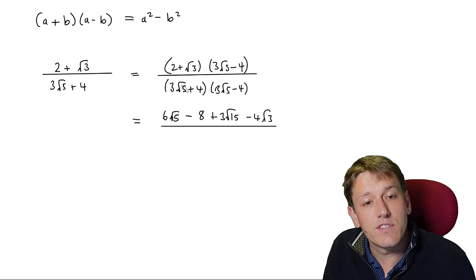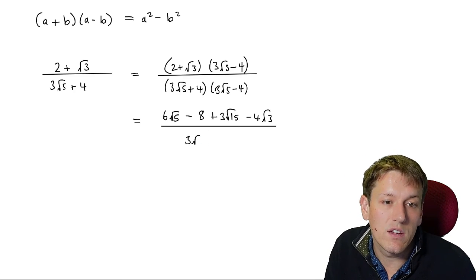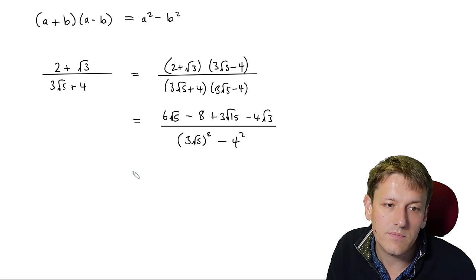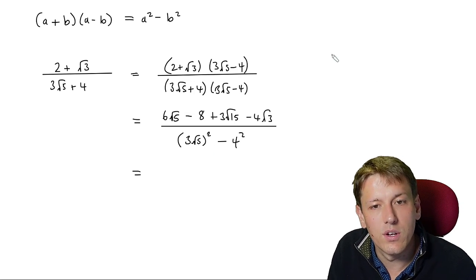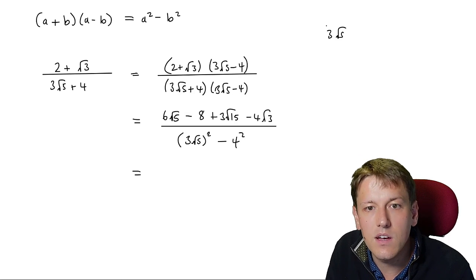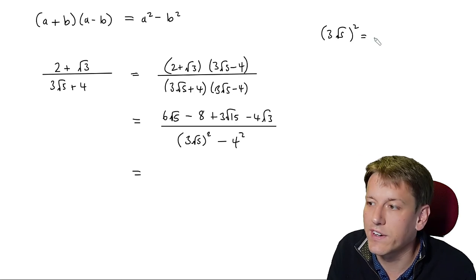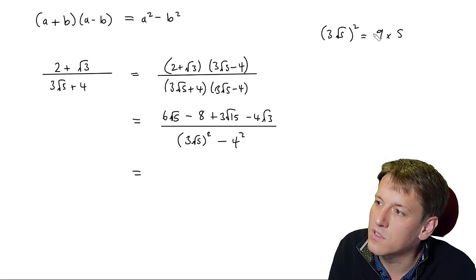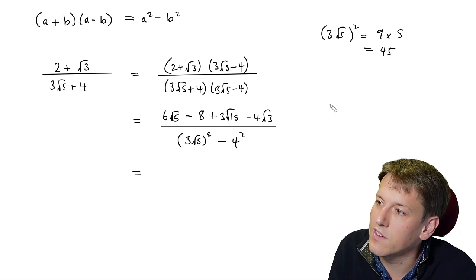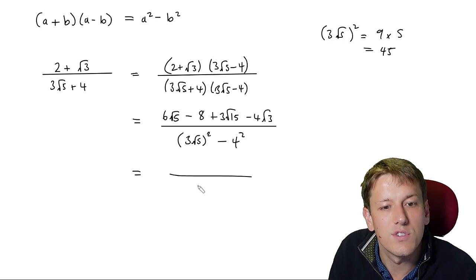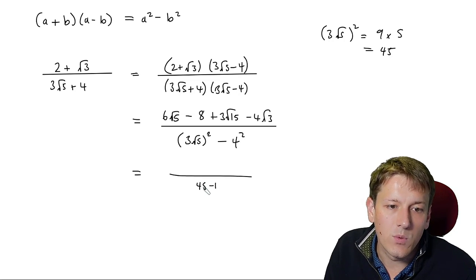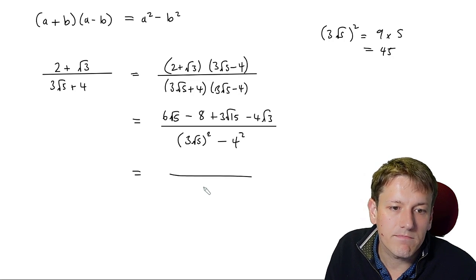And on the bottom I've got the difference of two squares. So I've got to do 3 root 5 squared minus 4 squared. Now 3 root 5 squared is just 3 root 5 times 3 root 5, so that's 3 squared times root 5 squared, so that's 9 times 5, which is 45. So on the bottom here I've got 45 minus 16, which is 29.